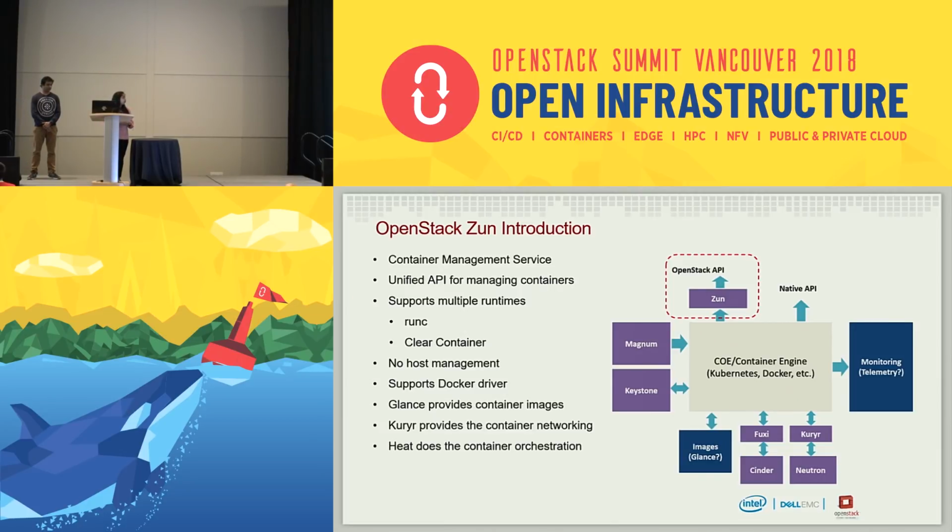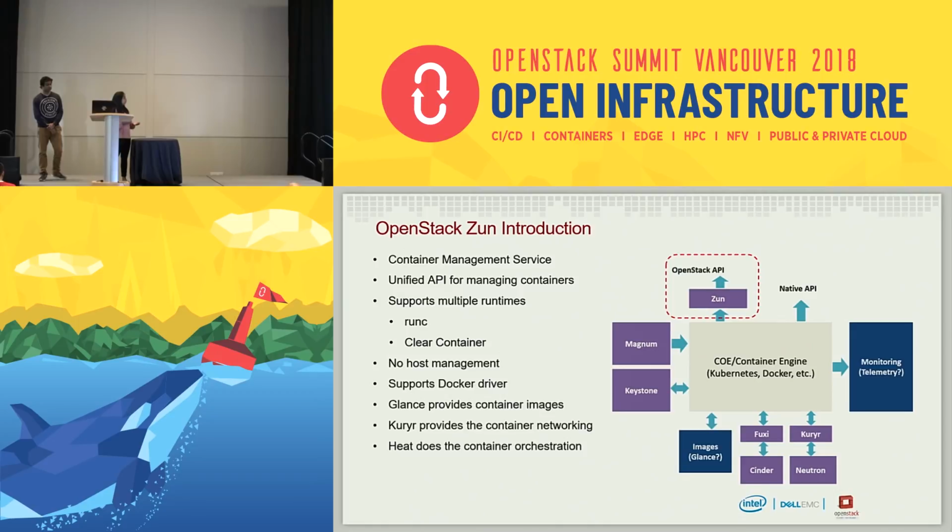Today it supports multiple runtimes. We have support for running the regular runc containers, and we also have support for running clear containers with Zun. You just have to provide the runtime which you would like to run your containers with, and you don't have to manage your host for running containers. You just have to have your compute node where the required runtime tool is installed, and you can use it with Zun. Zun hides all the complexity of how it talks to Docker, how the network is created, and how the volume is created for your container, and provides a very simple API to manage your containers.